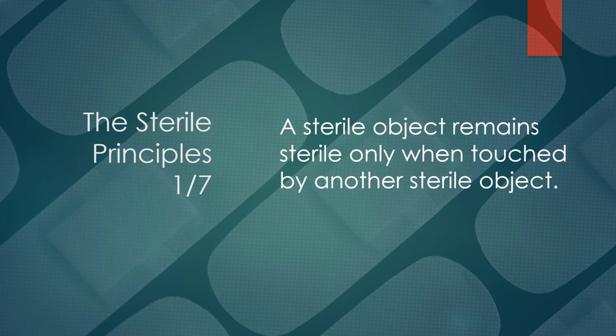So, sterile principle number 1 of 7: a sterile object remains sterile only when touched by another sterile object. This means you can only touch your sterile field with another sterile object. If a sterile object touches something that is no longer sterile, for example the patient's skin, then it is no longer sterile, and you cannot return that object back to the sterile field.